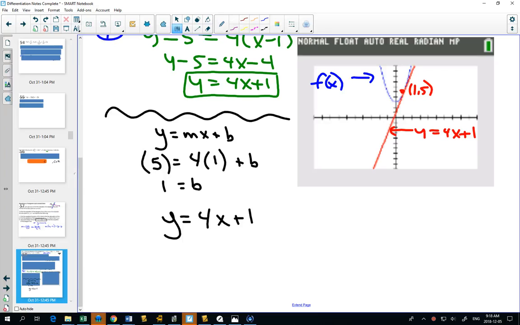So you can use y equals mx plus b, plug in your slope and your point to find b, or you could use the point-slope form, plug in your slope and point and rearrange it to get your equation.